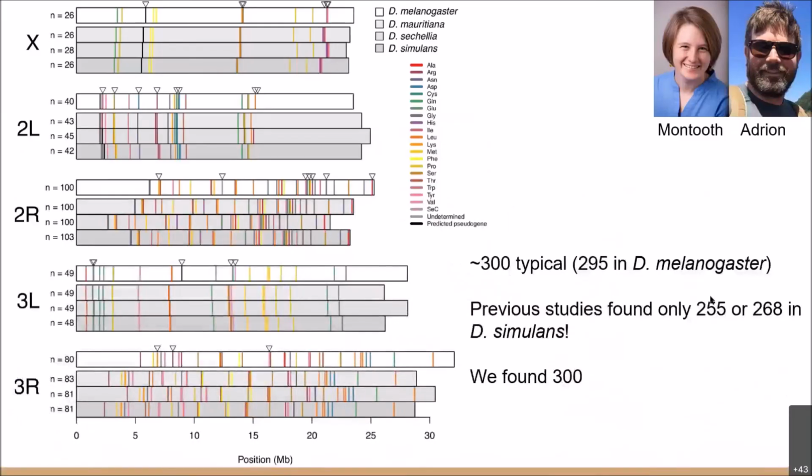We're going to take a quick, brief segue to another type of tandem repeat, which are the tandem repeats involving tRNAs, genes involved in translation, the template for loading up the amino acid for translation. One of the things we noticed when we first sequenced Drosophila melanogaster is that there are about 300 in a genome. However, when you look at Drosophila simulans, previous studies found only about 255 or 268. But we found 300. So again, you can even have a whole genome consortium project to sequence the genome of Drosophila simulans, and you just don't get it right.